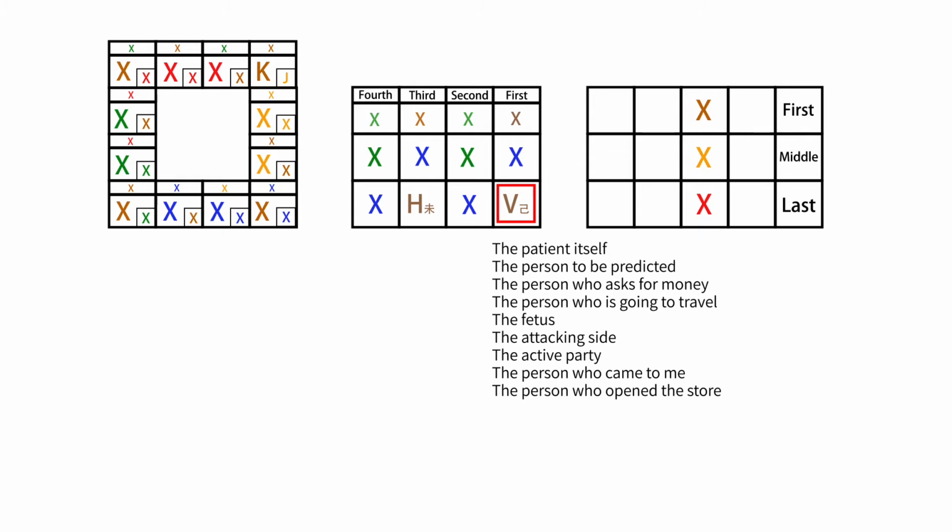When divination is about war, the symbols below the first lesson represent the attacking side. When divination is about 2 people, the symbol under the first lesson represents the active party. For example, someone comes to me, then the symbol under the first lesson represents the person who came to me. When divination is about someone opening a store, the symbol under the first lesson represents the person who opened the store, and the branch represents the store. Depending on the type of divination, the first thing we need to judge is which side the stem represents and which side the branch represents.